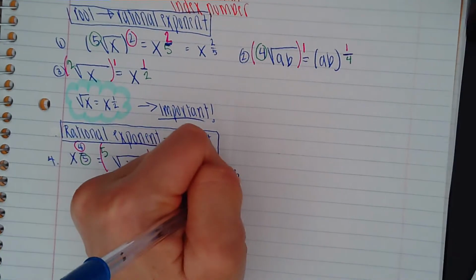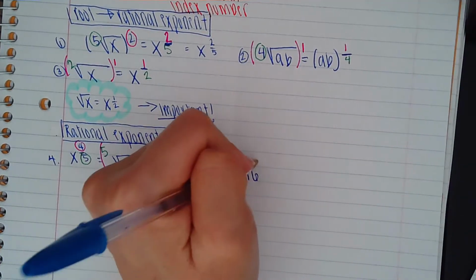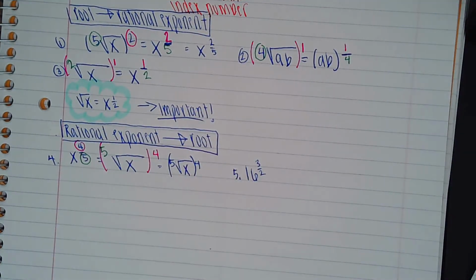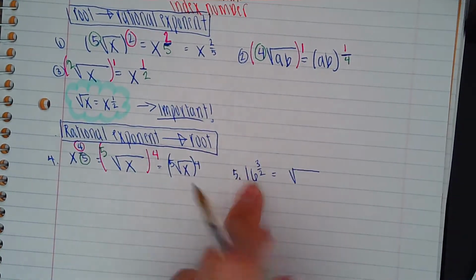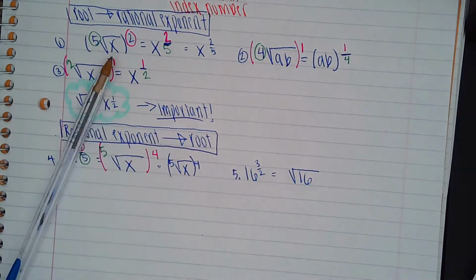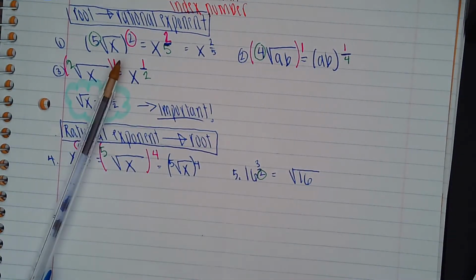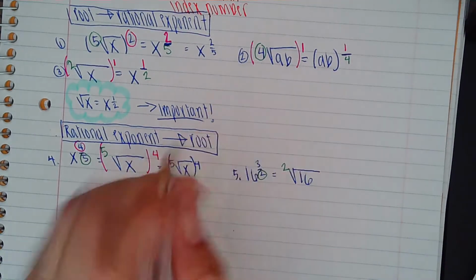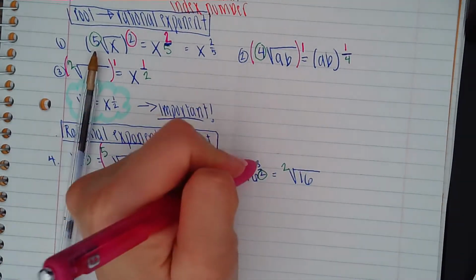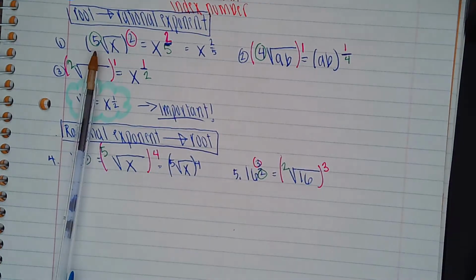So let's try another one. Let's go ahead and do 16 to the 3/2. So what I always do is I go ahead and write my radical and I take that base number and put it inside. And then I look, okay, here's my denominator, so that's the root it's going to be. And then I'm actually going to look here and see that I'm going to cube it.